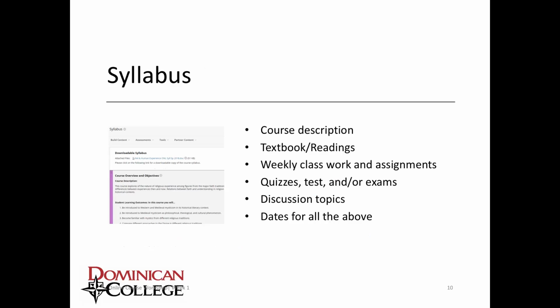The syllabus is pretty typical of what we have for the campus courses: the course description with learning outcomes, textbooks, readings, weekly class work and assignments, the quizzes, tests, and exams, your discussion topics, and then everything's dated. That's probably more important to make very explicit in an online course, since you won't have time to really remind them when you see them, but everything has a clear date that it's due.